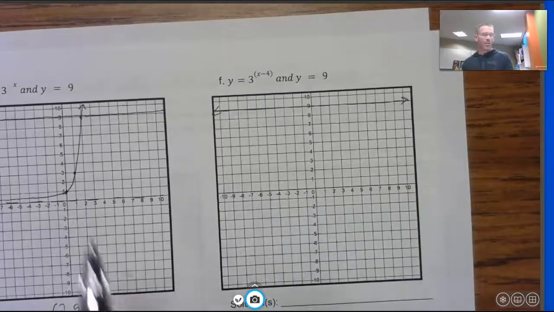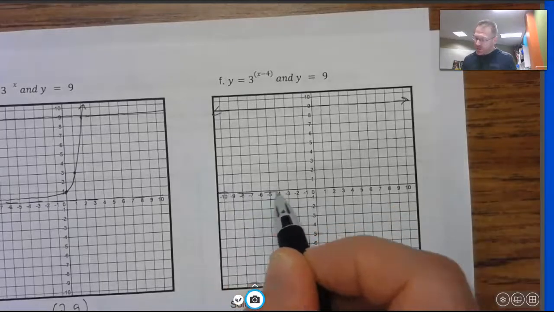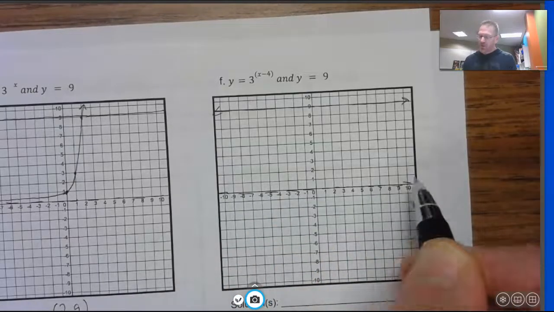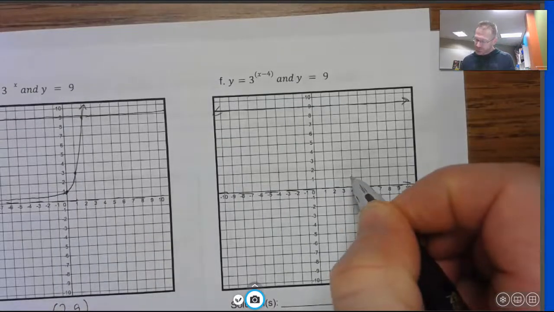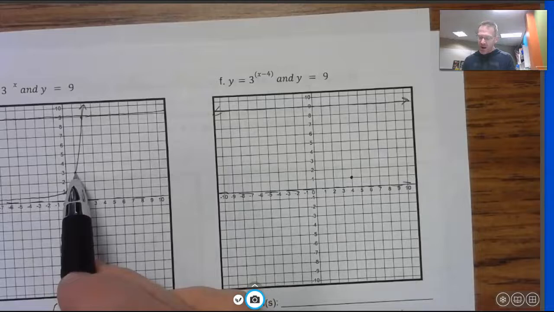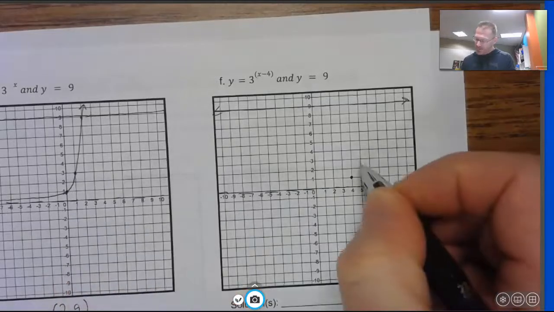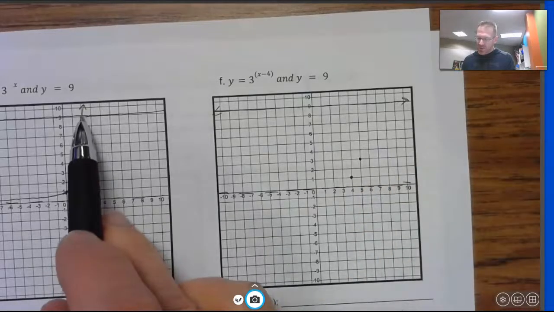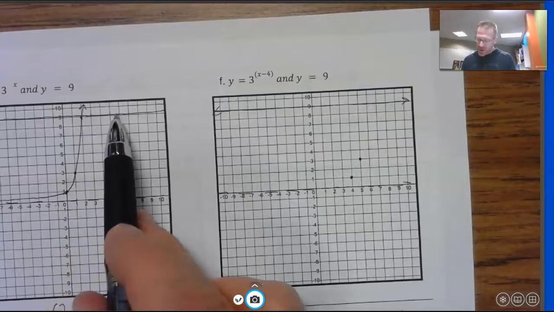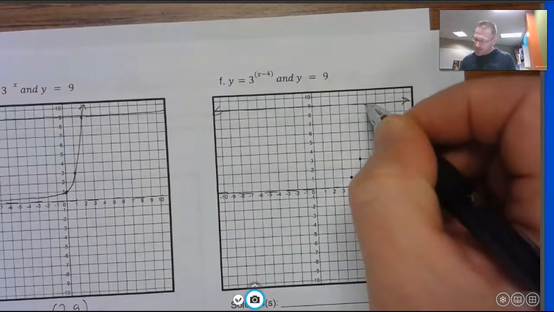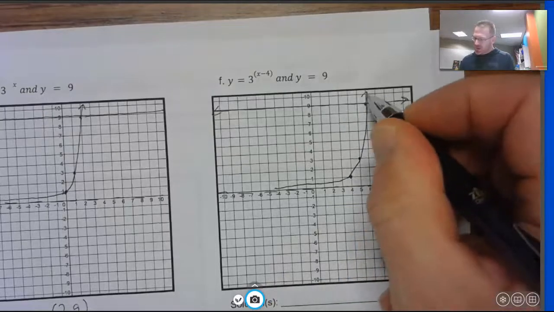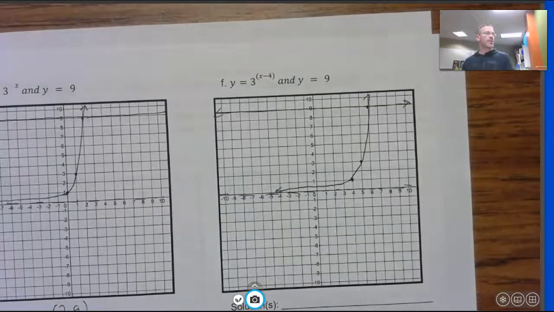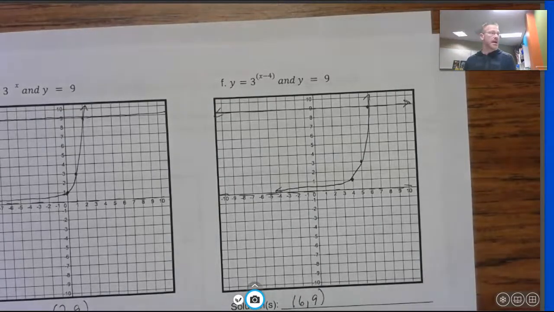So instead of being at 0, 1, my floor is still going to be 0, because it's still plus 0 out there. But now I'm going to move this point to the right 4 units, so it's going to be at 4, 1. I'm going to move this point to the right 4 units, and now it's going to be at 5, 3. I'm going to move this point to the right 4 units, 1, 2, 3, 4, and that's going to be at 6, 9. My graph is going to look pretty much the same. The only difference is it's now been shifted to the right 4 units, and I still get 1 point of intersection, and now that would be at 6, 9.